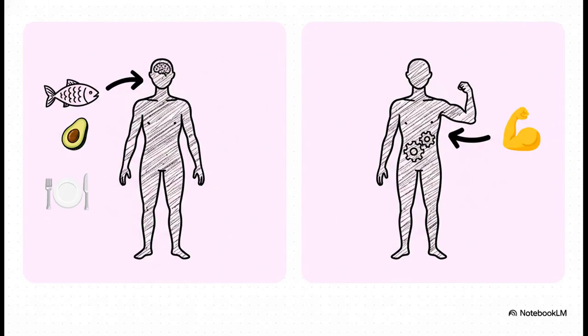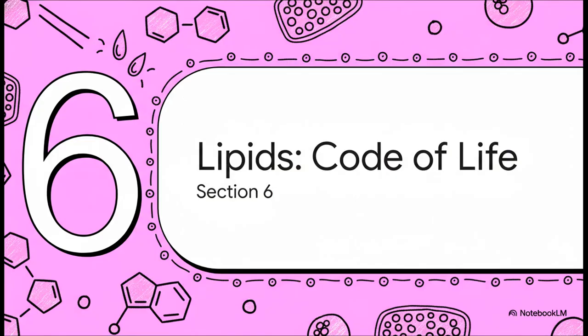And one last thing, it's super important to know that our bodies can't actually make every type of fat we need. Some of them, like the famous omega-3s, are called essential for a reason. We have to get them from our diet for things like brain health. Other fats are non-essential, which just means our body is clever enough to build them from other pieces when it needs to.